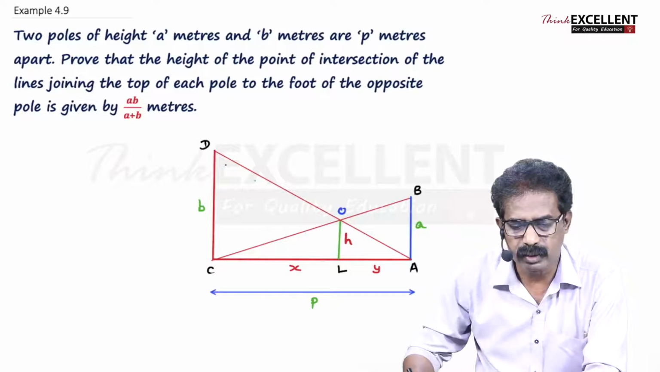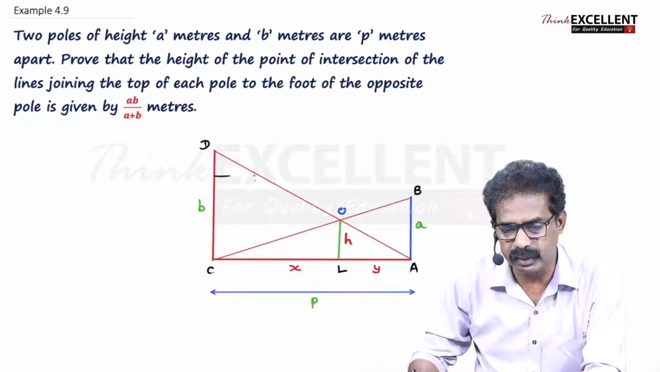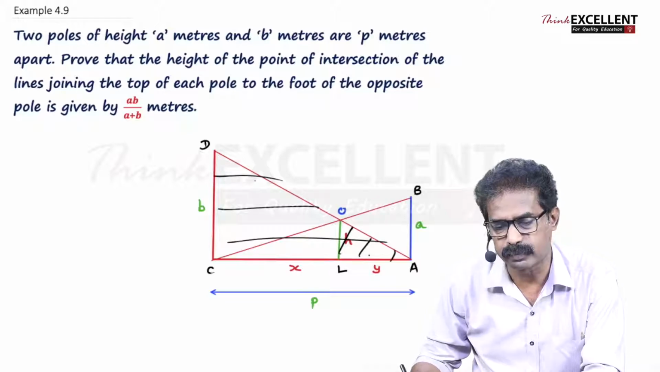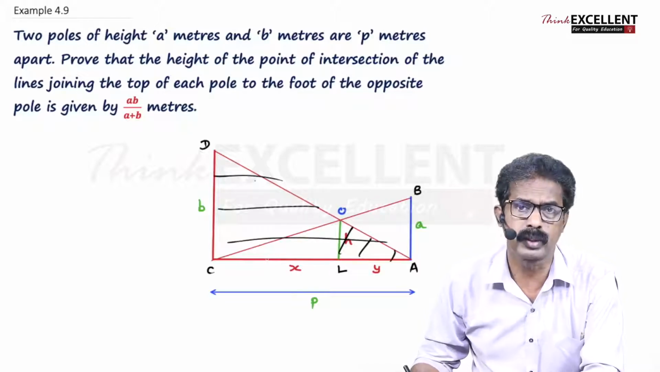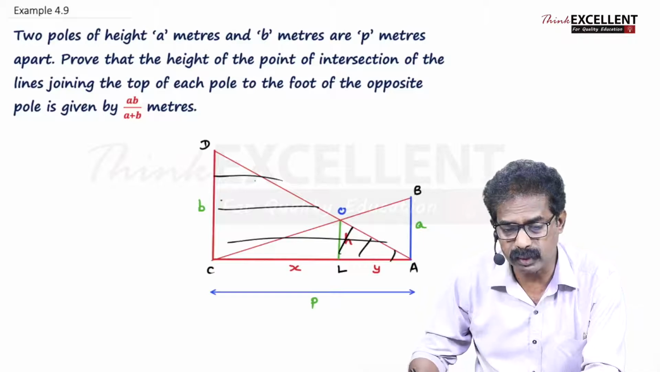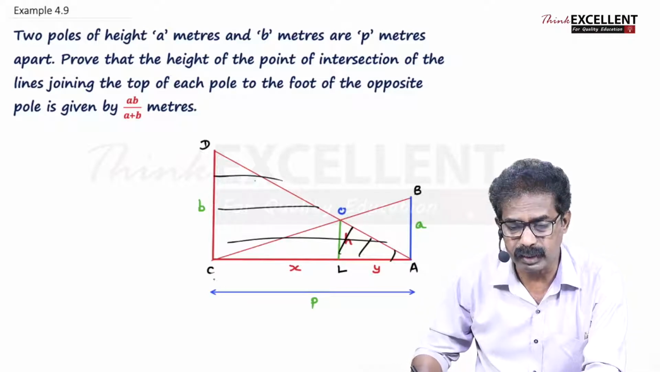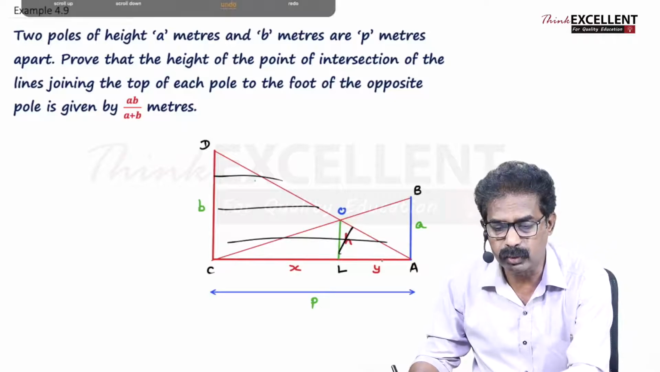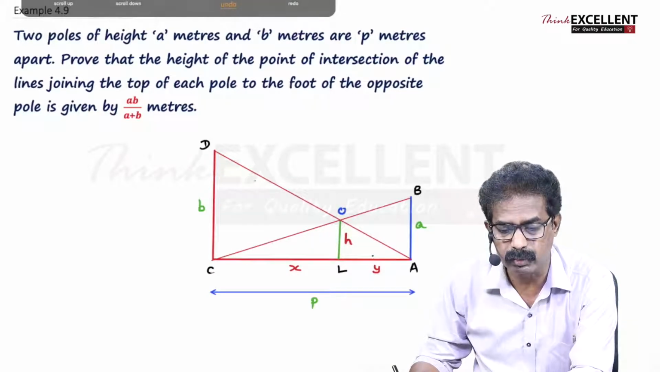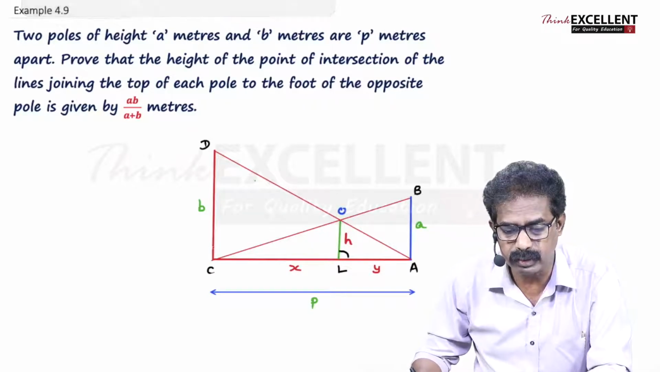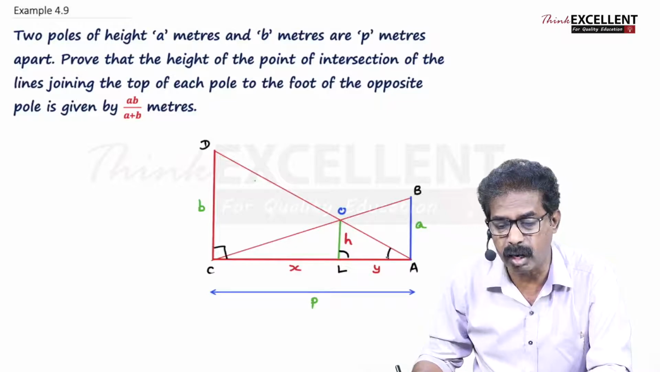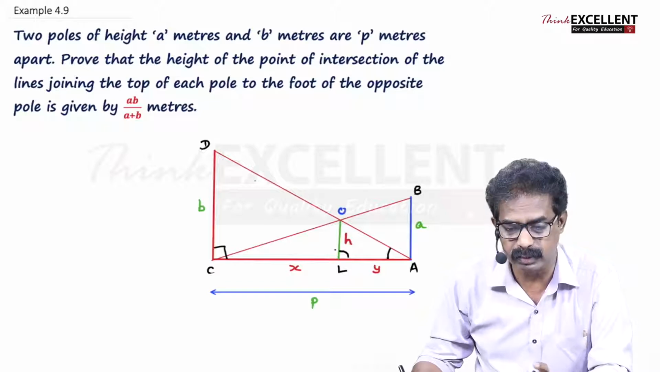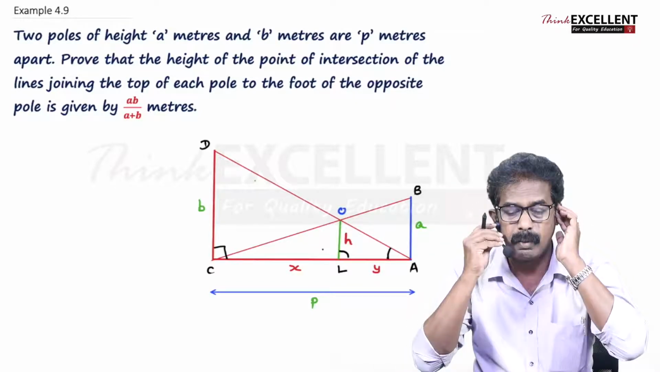First we take this triangle ACD, the left side big one, and this small triangle. Can you prove that two triangles are similar? How do you know that? This angle is 90, so this angle also 90. Angle A is common for both, so by AA similarity the two triangles are similar. Then you can say the corresponding sides are proportional.